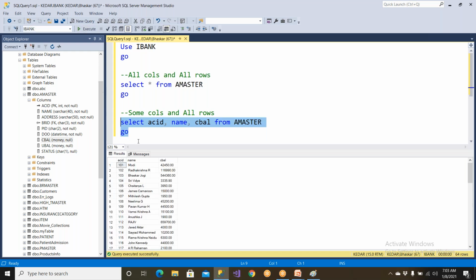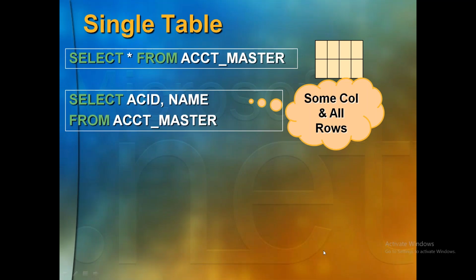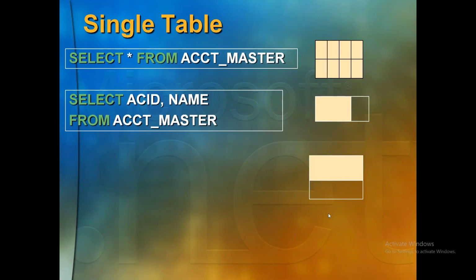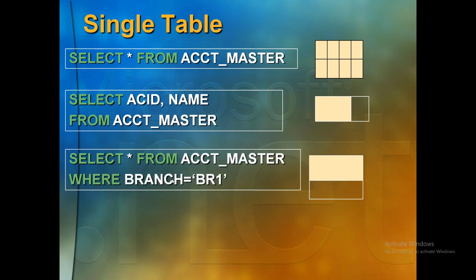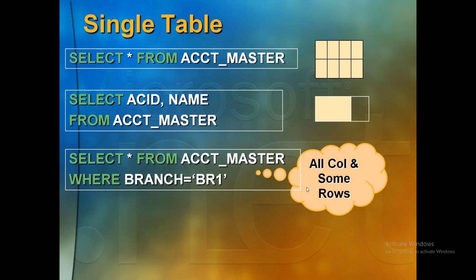Clear? So the next one is that I don't need all rows, but I need all columns. Next one is select star from account master. Star means all columns. Remember this. Star means I need all columns, but I wanted to filter some of the rows. That is the next one. To filter rows, we must use a where clause. To filter the rows, we must use a where clause.